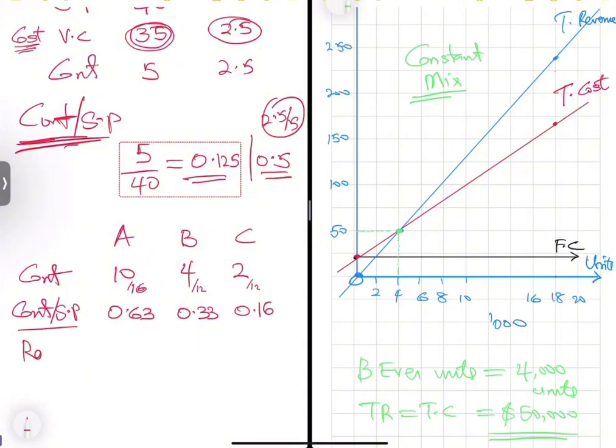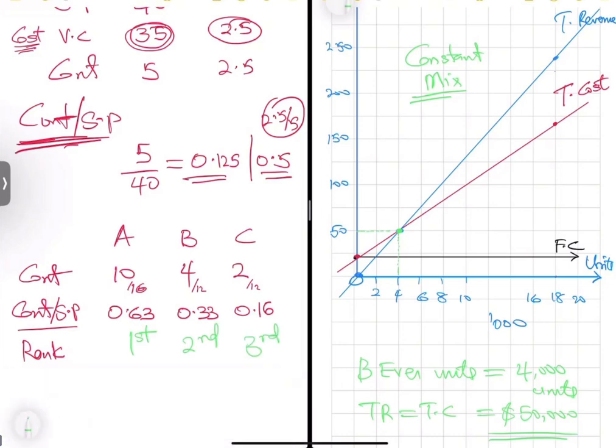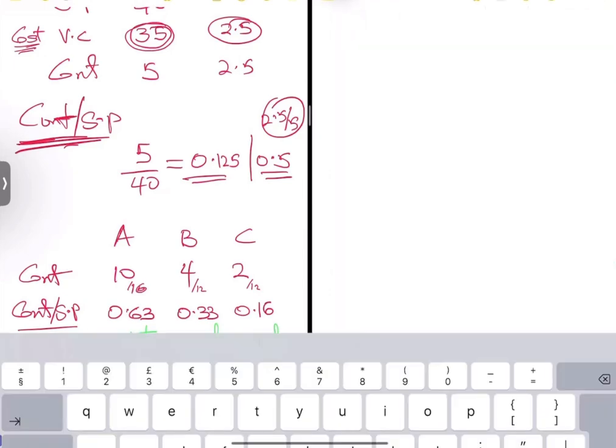So now we need to rank. Which one are we going to sell first? A. Okay, so we're going to sell this first so that we can maximize our profits. Then this one second, then this one third. So that's how we're going to sell it.